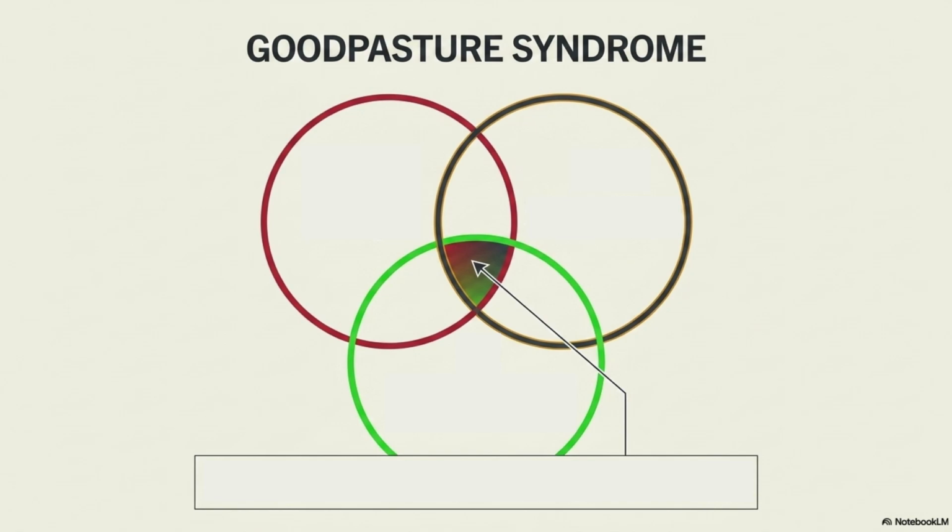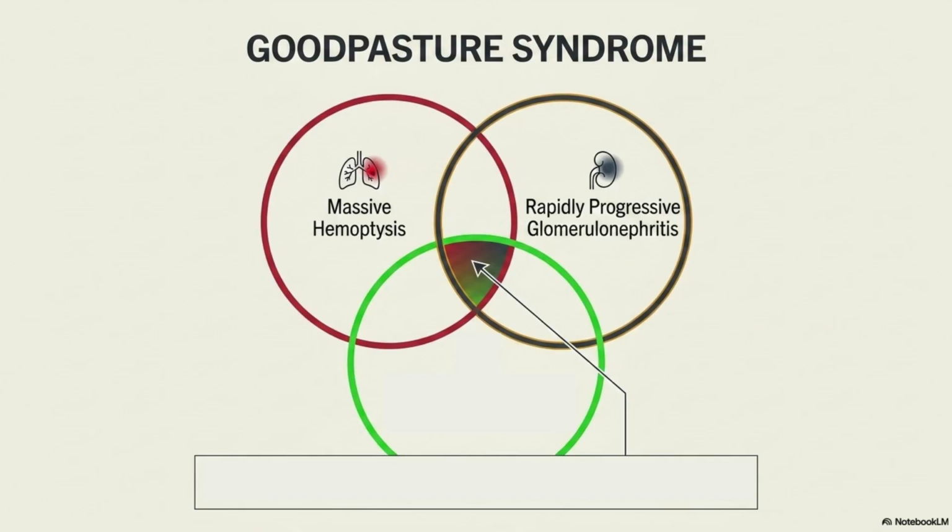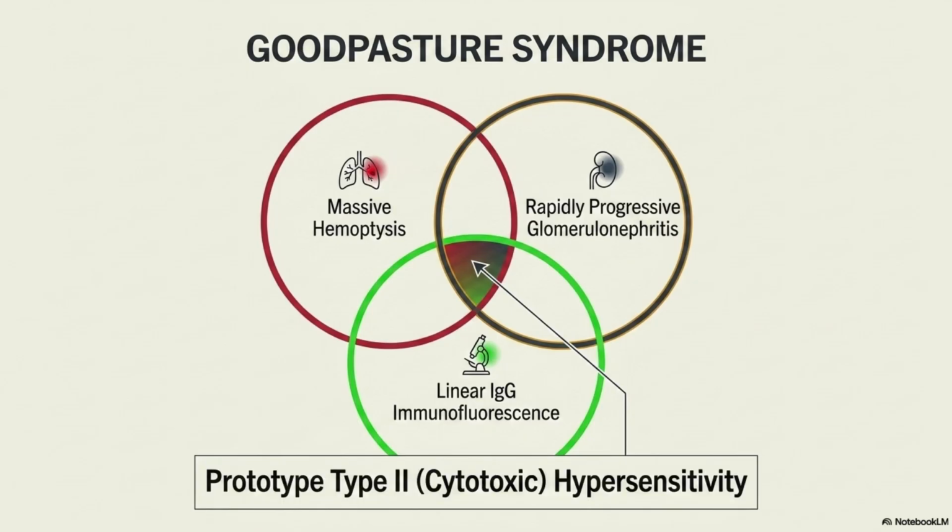This diagnosis requires a classic triad. First, massive hemolysis. Second, rapidly progressive glomerulonephritis. And third, that smooth linear IgG immunofluorescence we just saw. From an immunological standpoint, remember that this is the prototype type 2 or cytotoxic hypersensitivity.